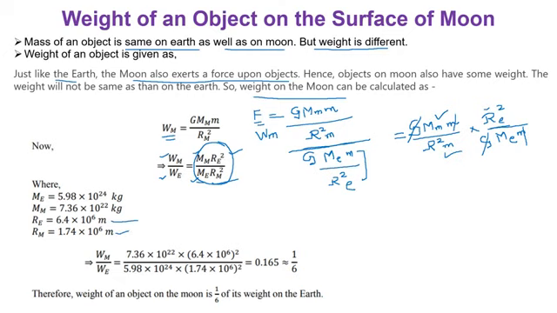When you substitute the values in this equation, you will get 0.165, which is approximately, this sign stands for approximate, approximately 1 upon 6. Therefore, the weight of an object on the Moon is 1 upon 6 of the weight on the Earth. Suppose the object's weight on the Earth is 48 kg, then on the Moon it will be 1/6 of that. That means 48 divided by 6, so that is 8 kg.